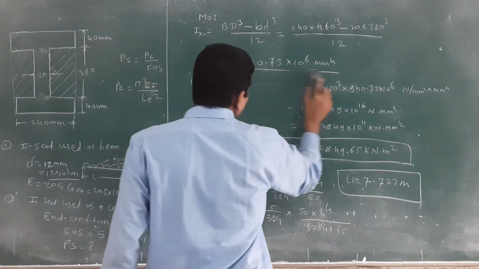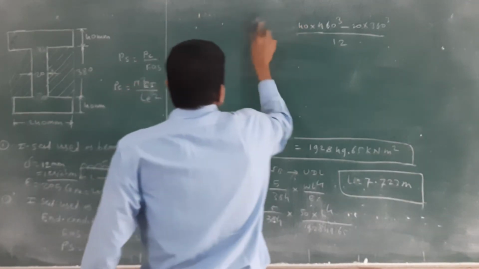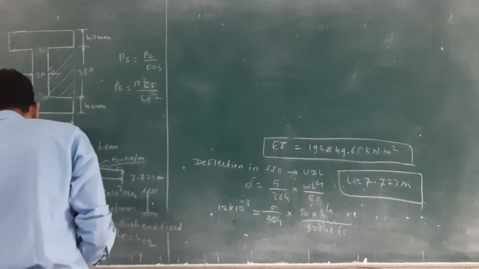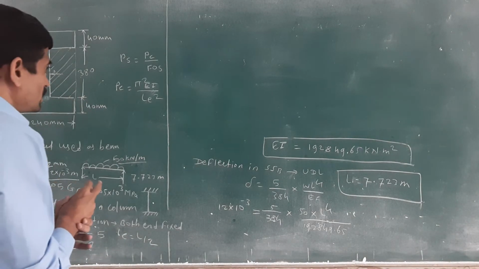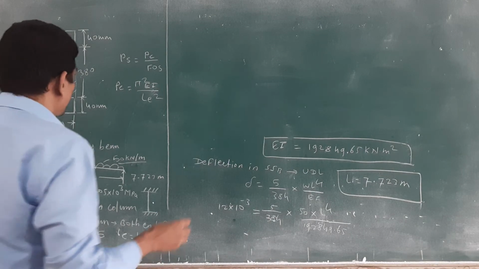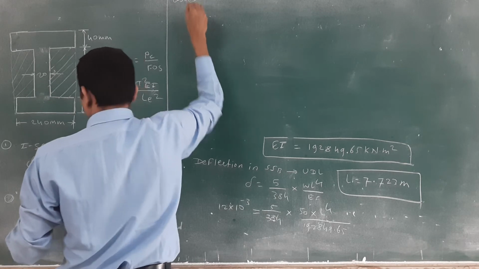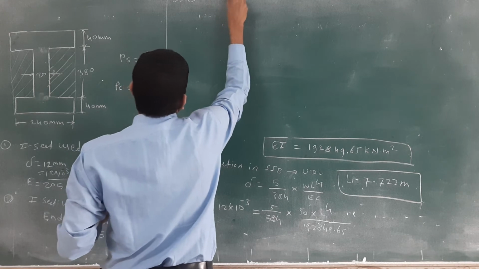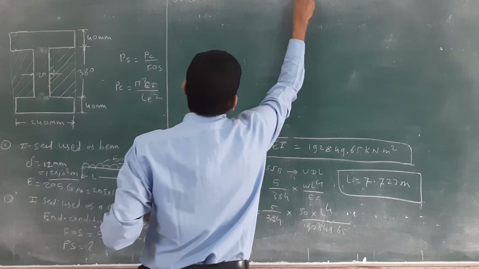Yes, then next one, what we want to calculate? Then again we want to find out the least moment of inertia. We want to use here the second condition and find out the least moment of inertia. I will take the second case. What is the second case? Yes, I section used as a column.